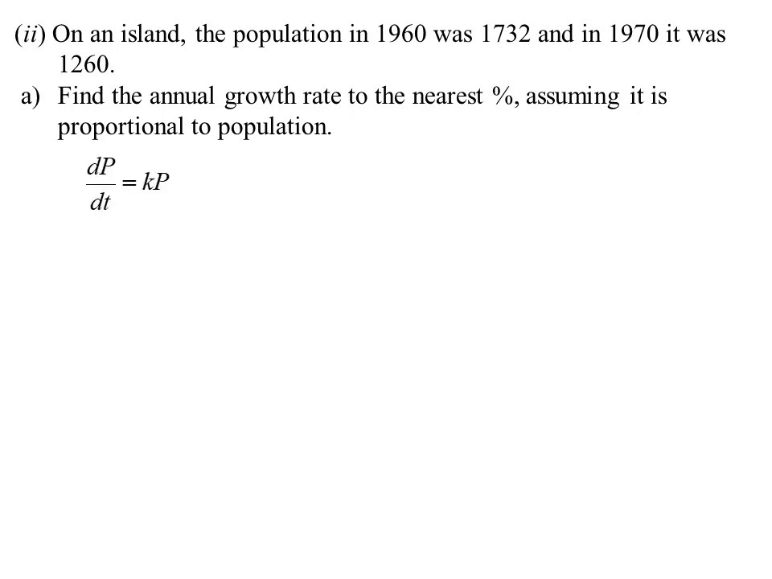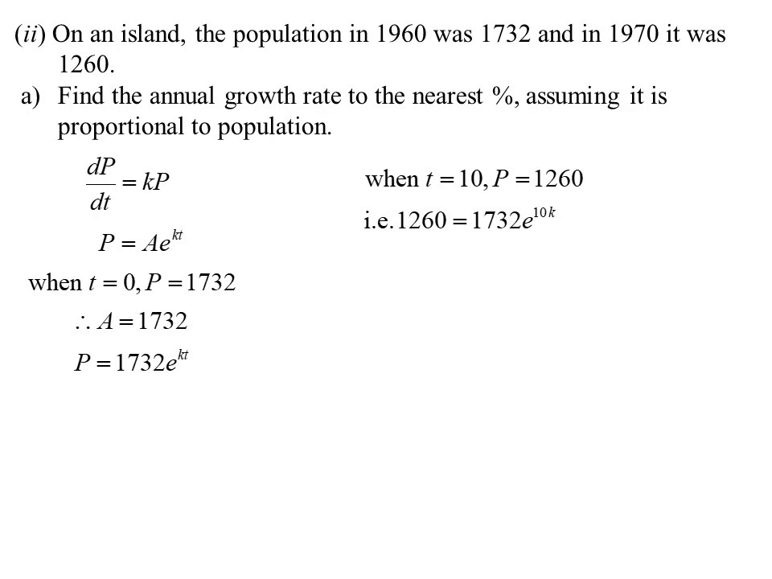So we can assume that the rate of change, dP/dt, is a constant times the population. We're allowed to jump to the answer and say that P must equal Ae to the kt. Now, the initial population, it's not when t equals 1960, it's still t equals 0, it's 1,732. So there's my equation: P equals 1,732 e to the kt, but k is what we want to find here. We don't know what the rate is. But they have told me that 10 years later, when t equals 10, the population is 1,260.